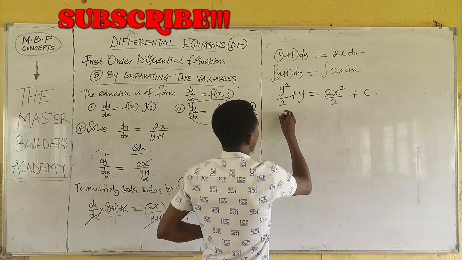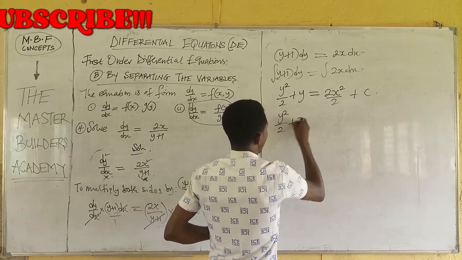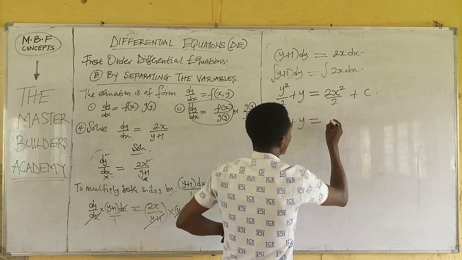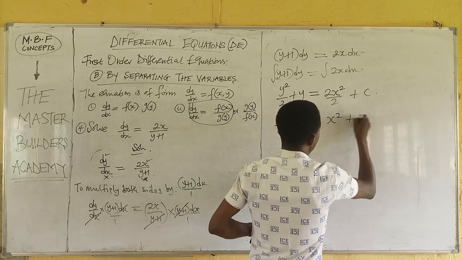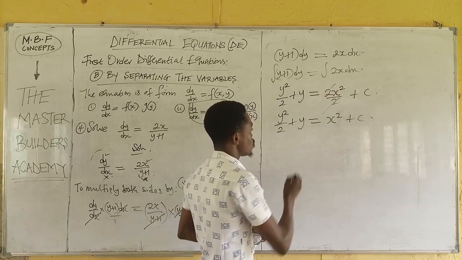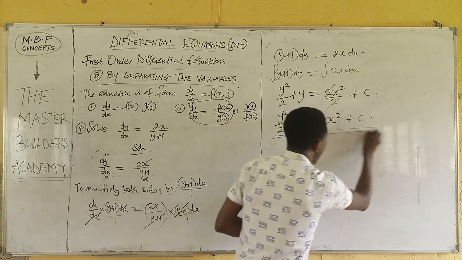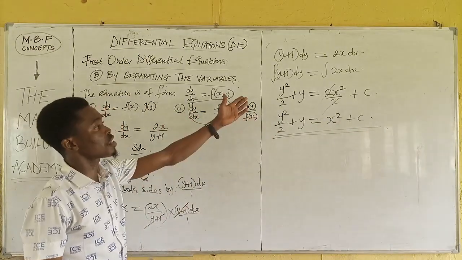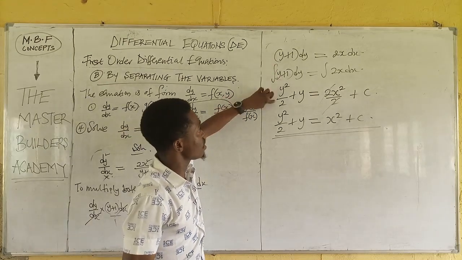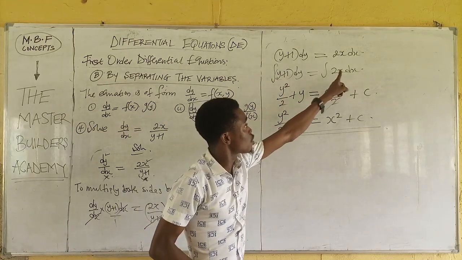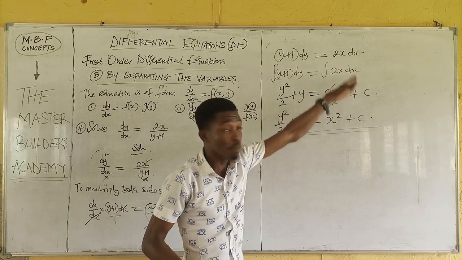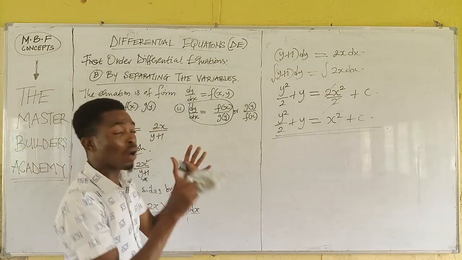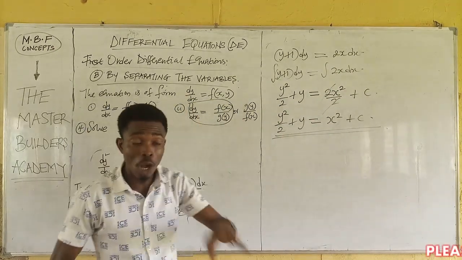At the end, you're going to have y squared over 2 plus y is equal to x squared plus c, because the 2 will take care of 2. This is the answer to question number 4. Direct integration. Integrate y, you have this. Integrate 1, you have this. Integrate 2x, you have 2x squared over 2 plus your constant. This is the answer. Now, we'll head on to solving the next question.